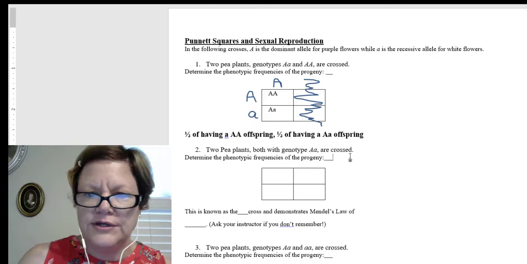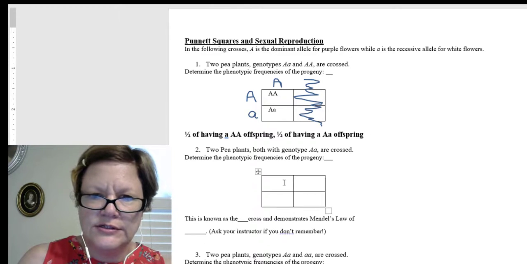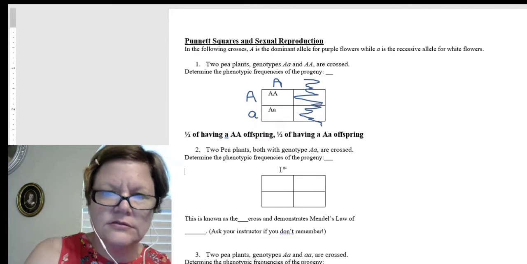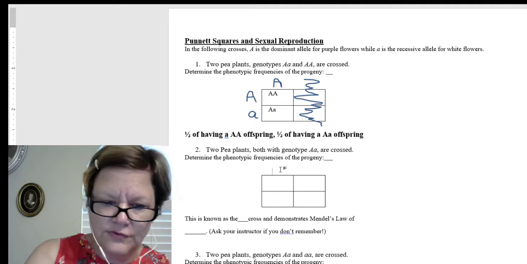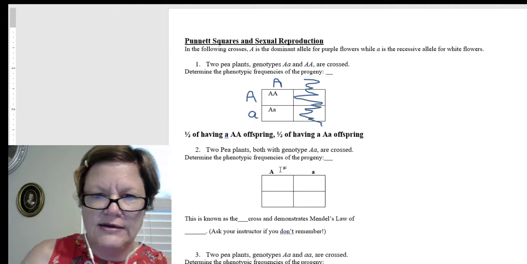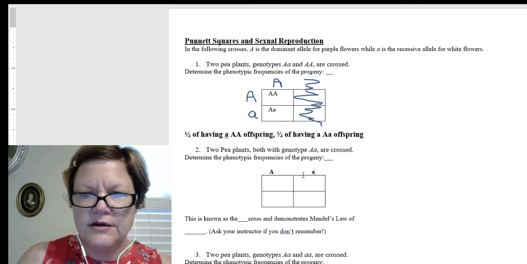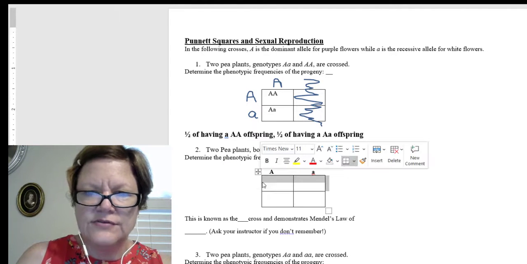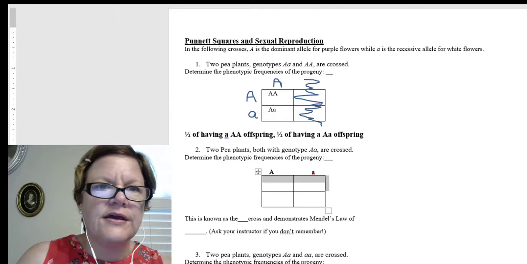All right, on number 2, I just gave you something similar. We start with big A, little a for both parents. Let me try it this way. Maybe this is easier. A big A and a little a, so half the gametes would carry big A, half the gametes would carry little a. And then on this side over here, the same thing.